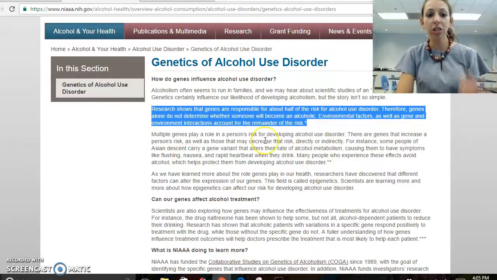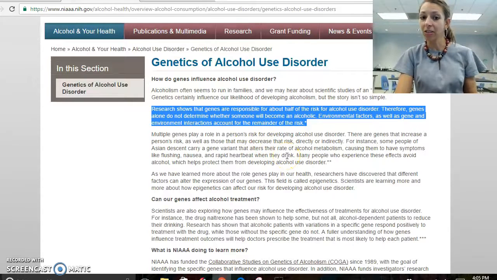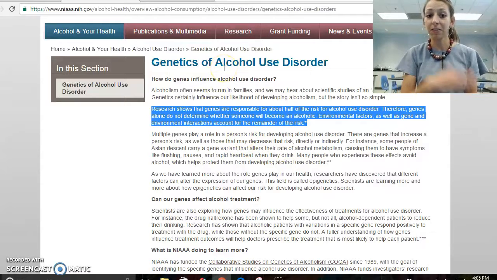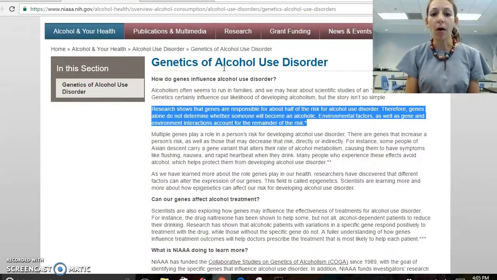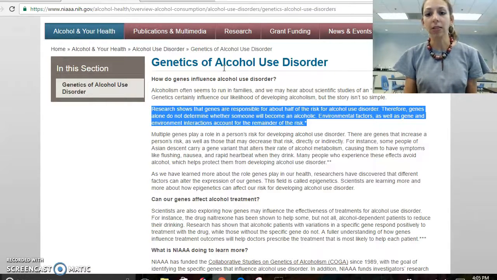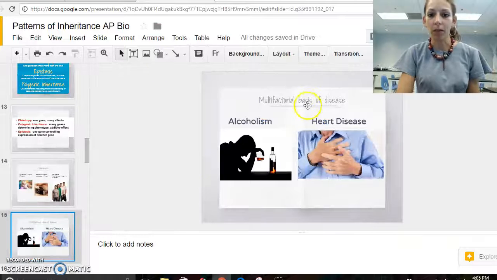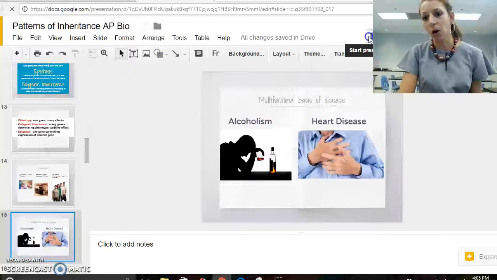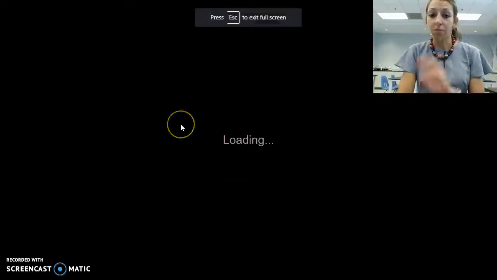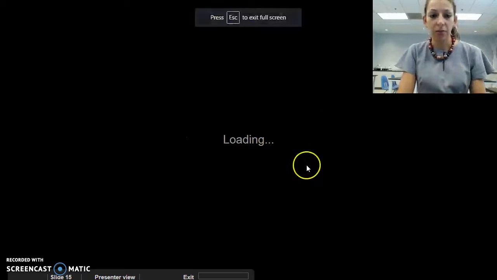So therefore, genes alone do not determine whether someone will become an alcoholic. Environmental factors, as well as gene and environment interactions, can account for the remainder of the risk. So that's 50% determined by your genes, but the other 50% of whether or not you're going to become an alcoholic is determined by outside factors. So that's what our multifactorial basis of disease is all about. And there's many diseases that relate to this.